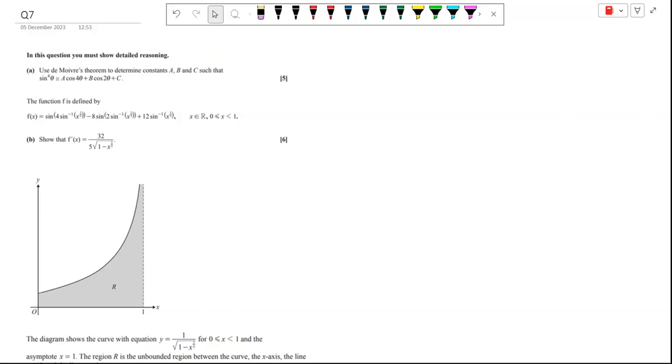Question 7. Use De Moivre's theorem to determine the constants a, b, and c such that sine to the power 4 theta is equal to a cos 4 theta plus b cos 2 theta plus c. So let's do that. If we let z equal cos theta plus i sine theta, then you know that z minus 1 over z is equal to 2i sine theta.